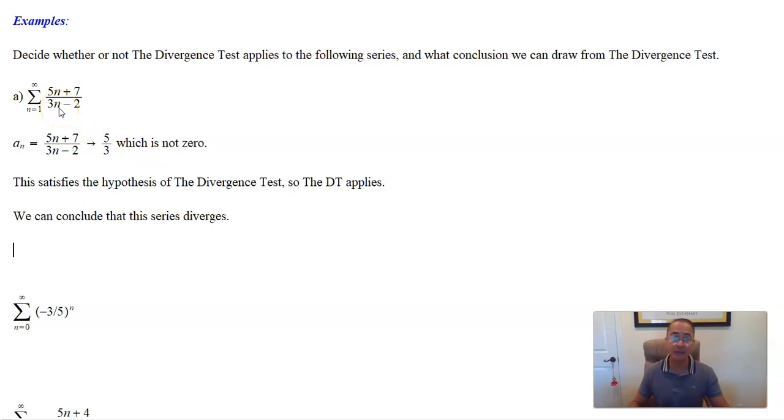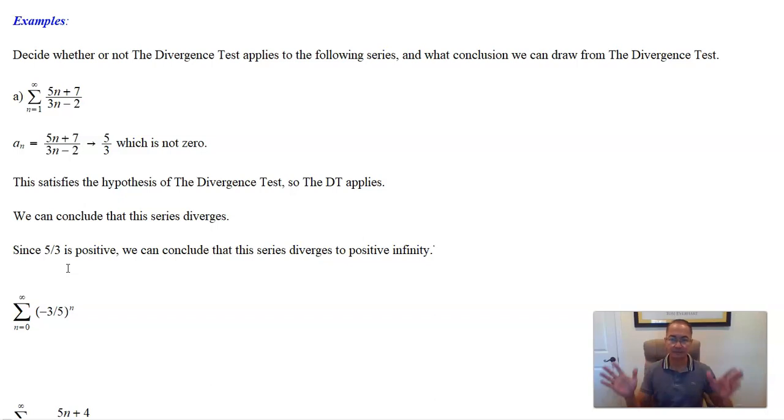Maybe a1, oh yeah, a1 is already positive, a2 is positive, and so on. So we're adding up positive terms that don't go to 0, but they approach 5/3. So it's almost like we're adding, after a while, terms which are approximately 5/3 to the partial sum. Okay, so since 5/3 is positive, we can conclude that this series diverges to positive infinity. So for this example, the divergence test does apply.